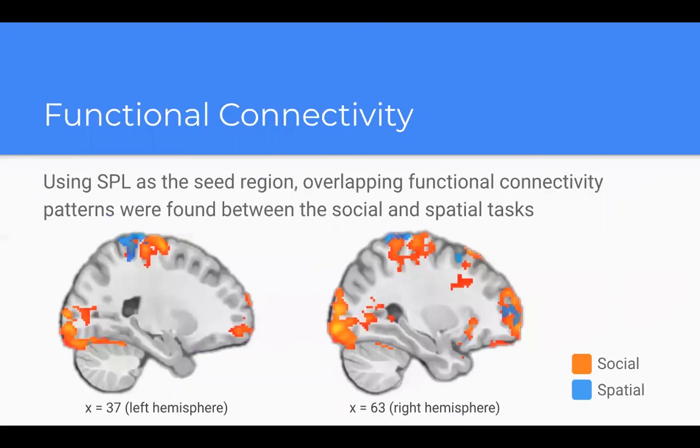Additionally, we analyzed the functional connectivity using the SPL as a seed region. Again, we found some overlap between the functional connectivity patterns during the social task and the spatial task, as shown in the figures here.